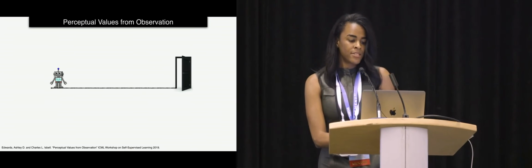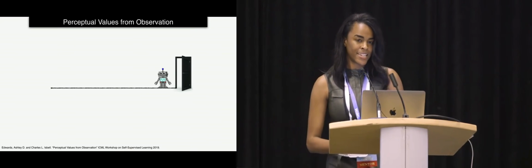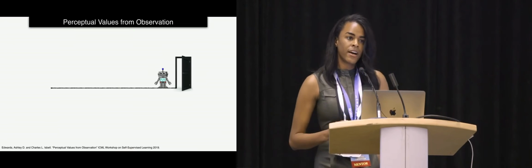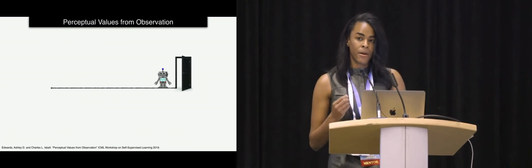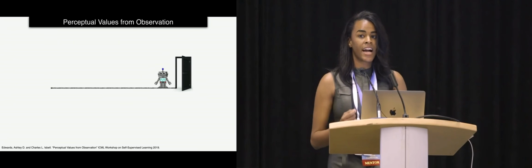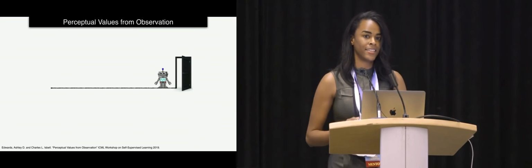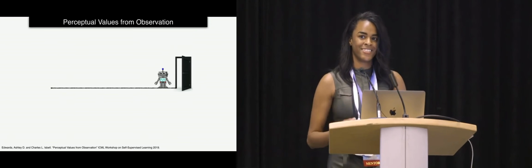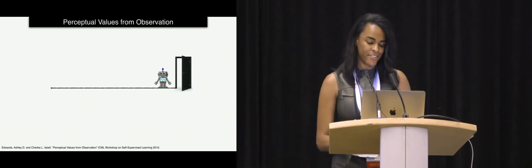So let's assume we have some sort of demonstration like this. Let's say we have a robot and we want it to get to the end of the hallway. So how can we define a value function for something like this? And remember, again, we don't have access to the actions, the reward signal, or anything like that. And typically when you want to learn a value function, those are the things that you need to have in order to learn that value function.